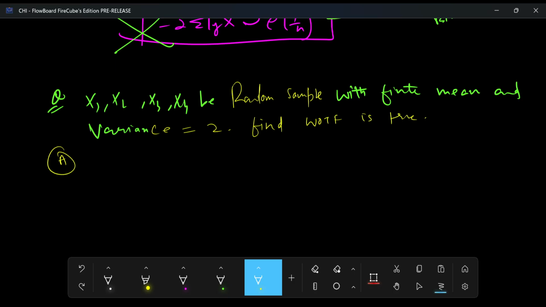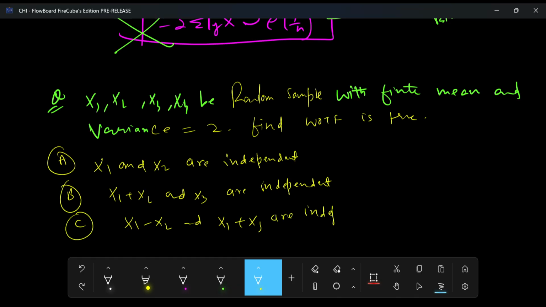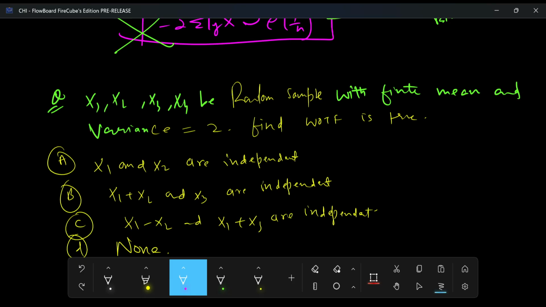A part: x1 and x2 are independent. Second: x1 plus x2 and x3 are independent. C: x1 minus x2 and x1 plus x3 are independent. D: none. Look, this is how to solve this question.